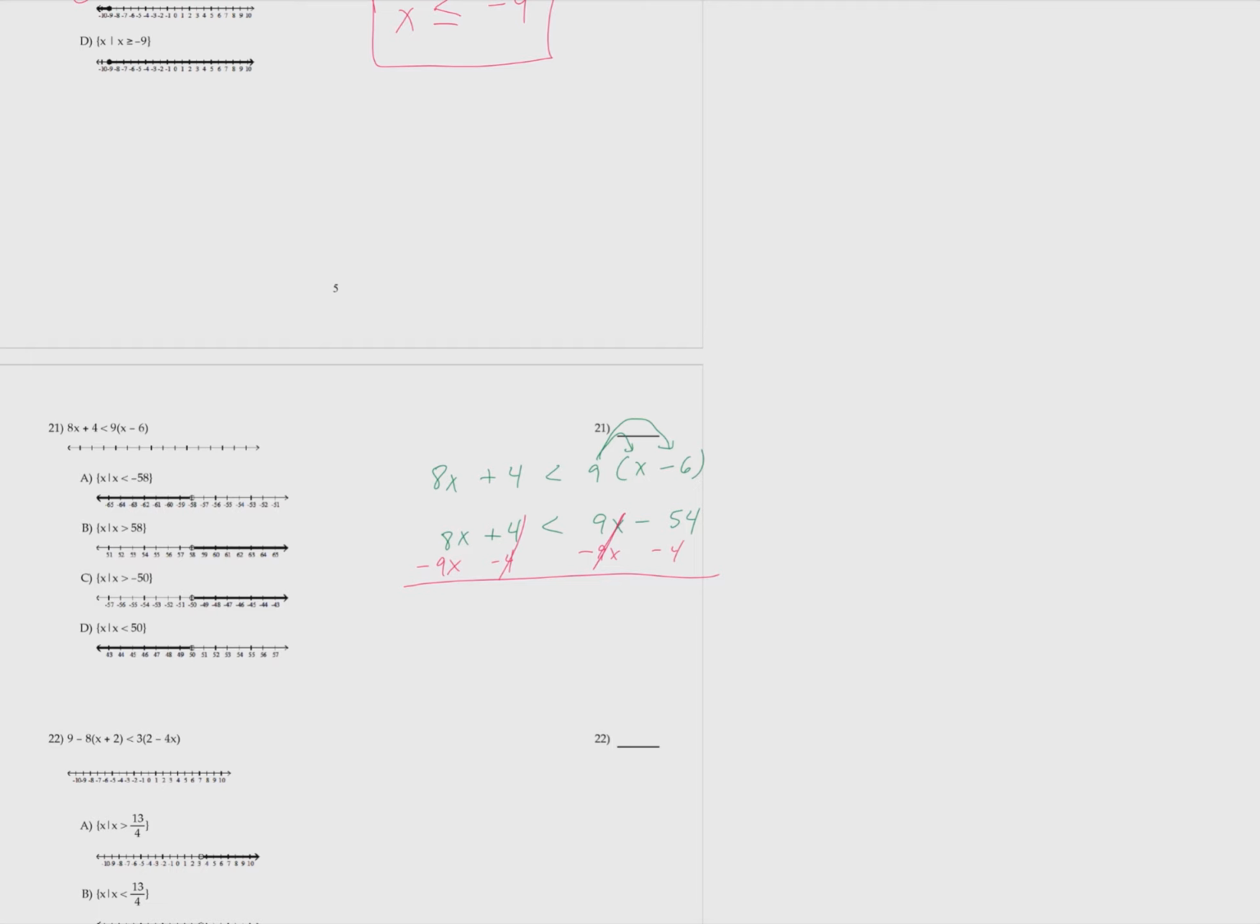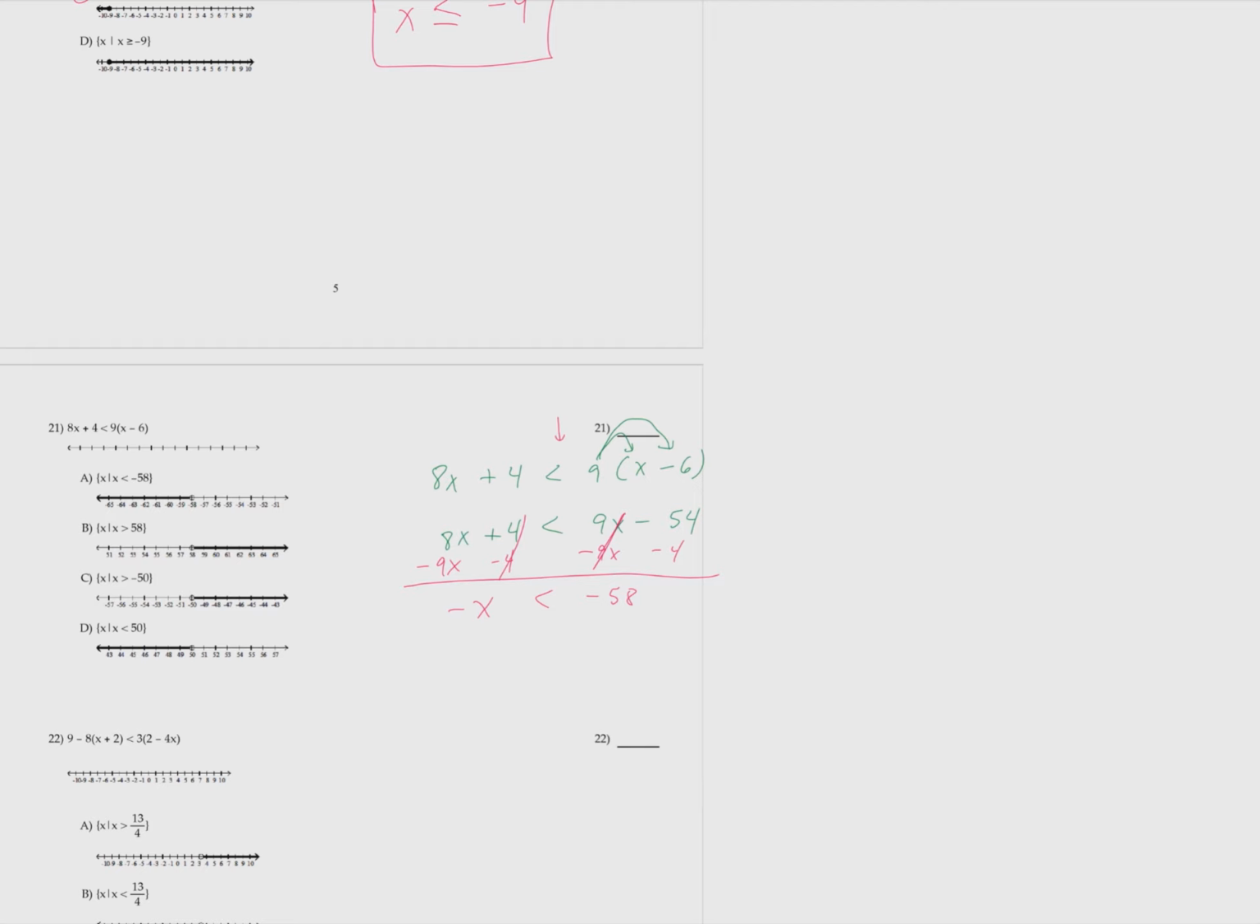So we're going to end up with, let's see, 8 minus 9x is negative x. We're going to keep this inequality. We haven't multiplied or divided anything, so we're going to leave it alone. We're going to leave this completely alone until we finally multiply or divide. If it's negative, then we flip it. If it wasn't negative, then we don't have to worry about it. The last step. Okay, so negative 54 minus 4 is negative 58. Okay, one more step to go.